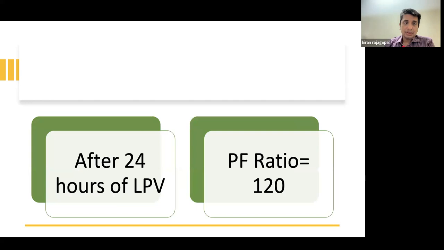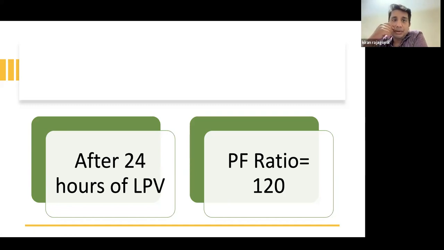Okay, so you have initiated lung protective ventilation. You have initiated sedation, neuromuscular blockers, and after 24 hours of these interventions, the next day morning ABG came as the PF ratio is still 120. Okay, PF ratio is still 120. So what will you do next? Any idea? Anybody has any idea regarding what you are going to do next?